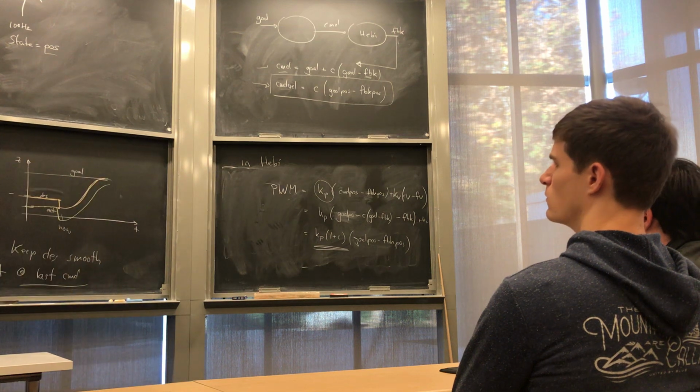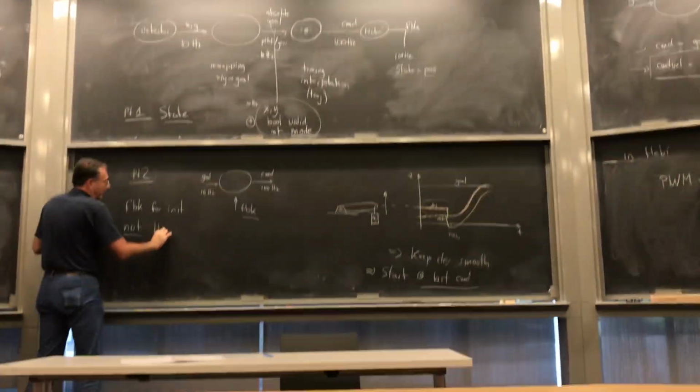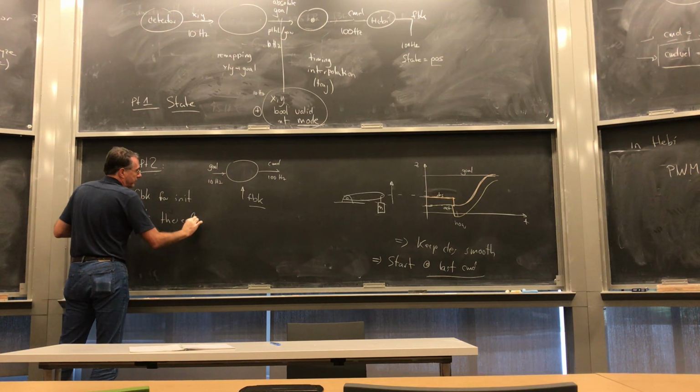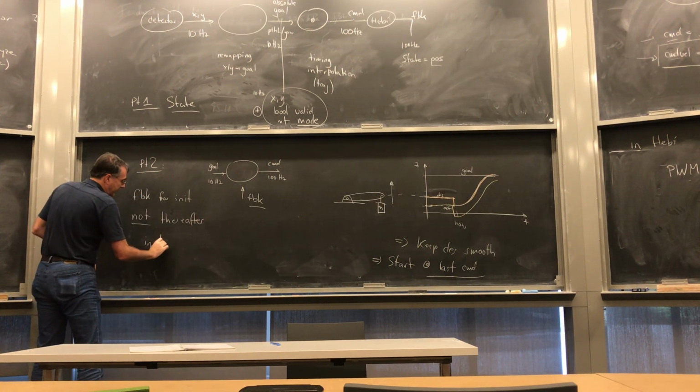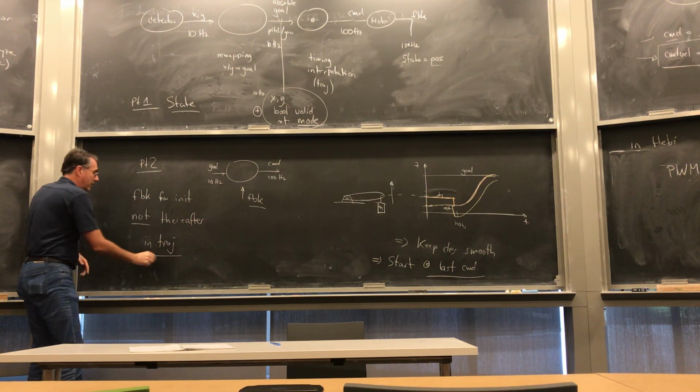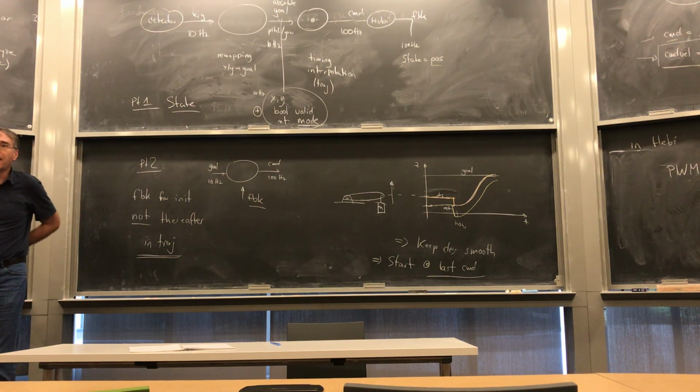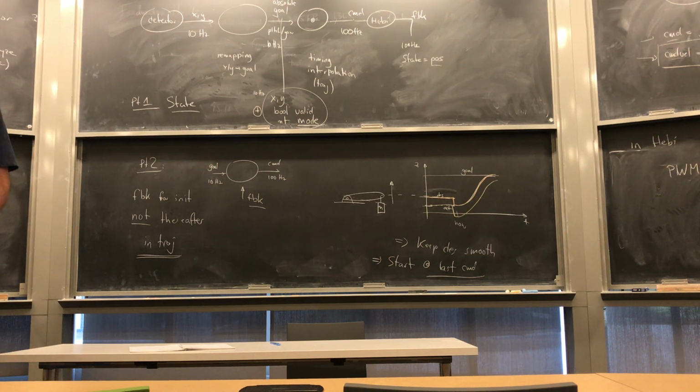So all of what I'm saying with point 2 is use the feedback for initialization and not thereafter in the trajectory. I'm going to say something else in a moment. But does that make sense? Please. And this is just good design rules more than anything.